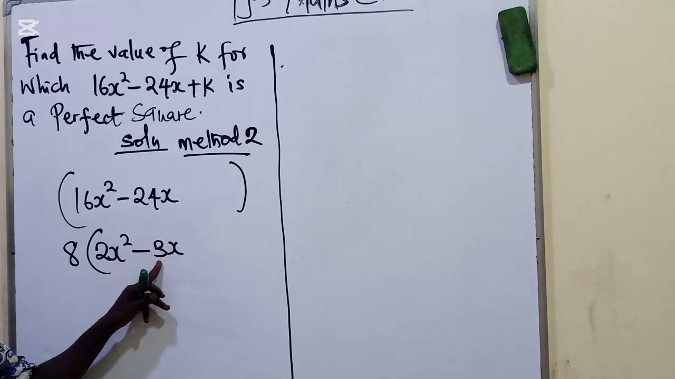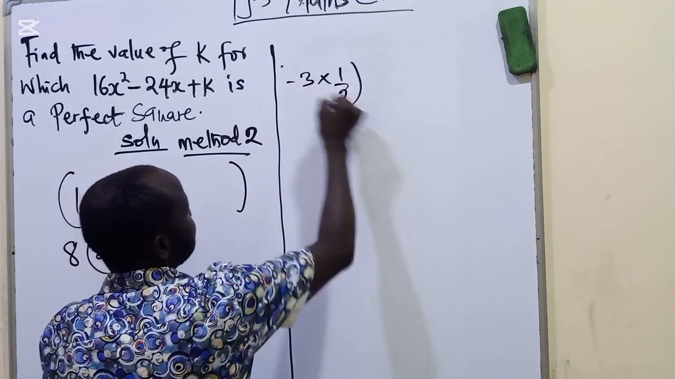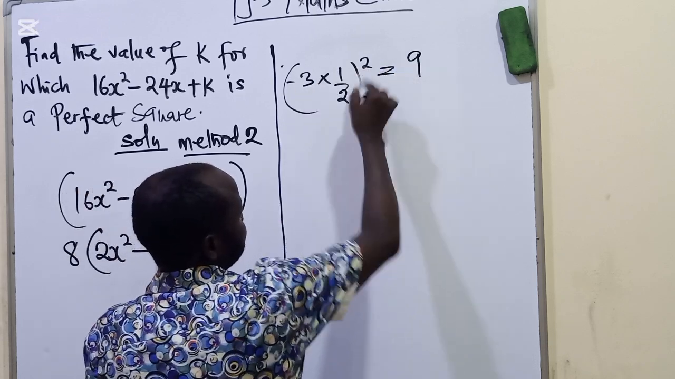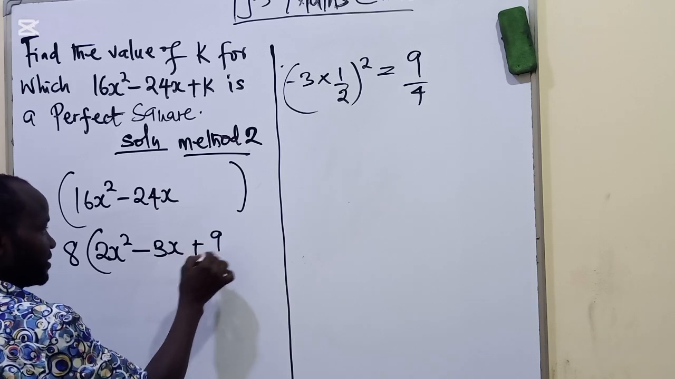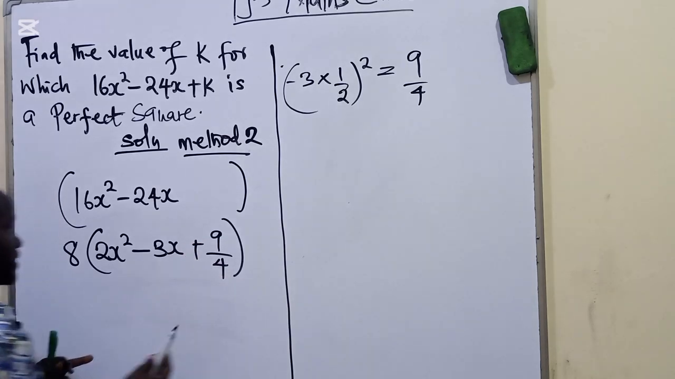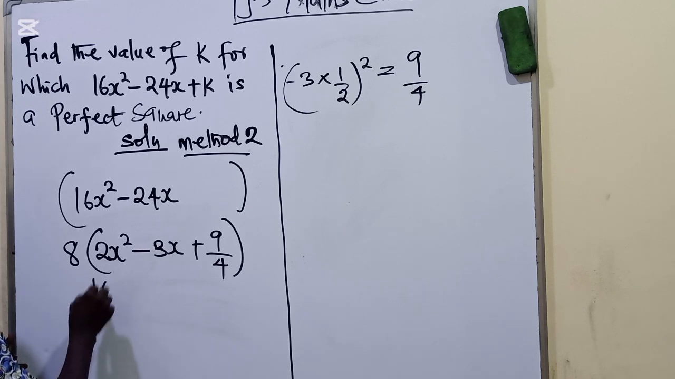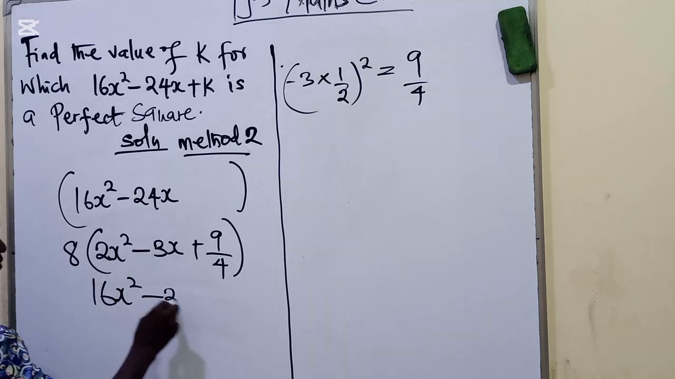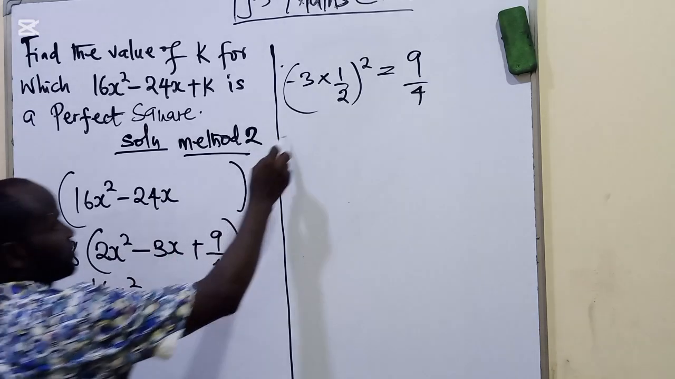What do we do next? We find half the coefficient of x here and square it. That will be minus 3 multiplied by a half, all squared. What are we going to have? Minus 3 squared is 9, 2 squared is 4. We have plus 9 divided by 4. We close the bracket. Let's multiply through by 8. 8 times 2x squared will be 16x squared, minus 8 times 3x will be 24x, plus 8 times 9 over 4.